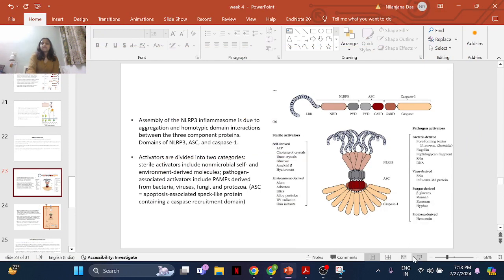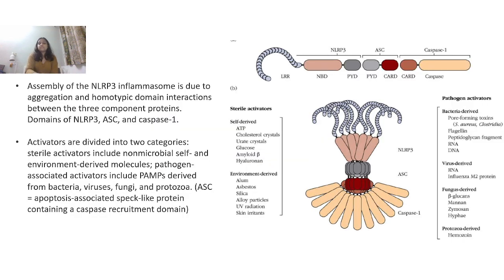One can obviously be the PAMPs, which are derived from pathogens: bacteria, virus, fungi, protozoa. Another is non-microbial self and environment-derived molecules. So there is recruitment of these molecules whenever there is a need to remove the pathogens from the body, like when an excessive amount of pathogen is entering, then there is a need for this whole complex to go and clear these pathogens.